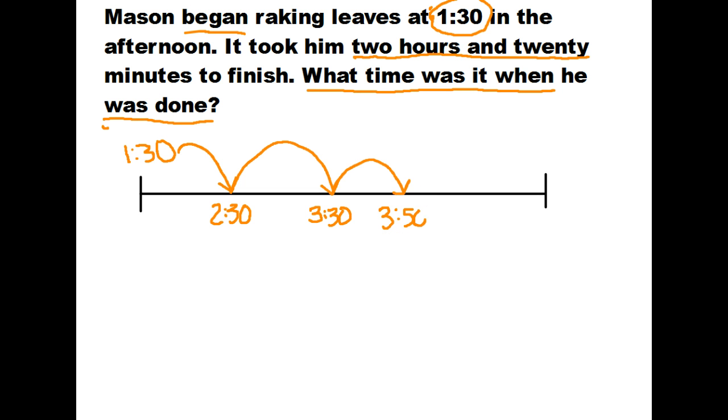3:50. If you're ever doing something that has a lot of hops, it's not ever a bad idea to label your hops too, as that's a 1 hour jump, that's a 1 hour jump, and that's a 20-minute jump. And then you've got it all labeled and you can explain back to a teacher or anyone else, like a partner, what you did.